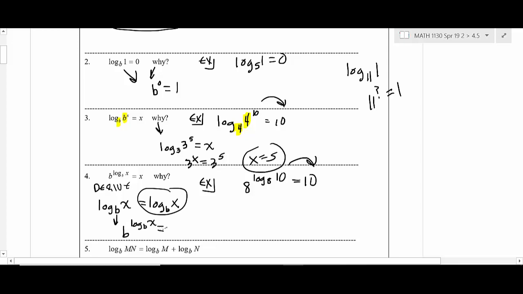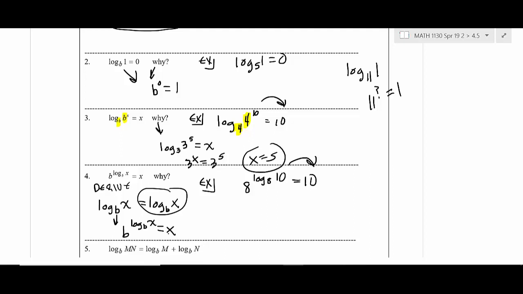And then that's equal to x. Does that make sense? Sometimes students have a hard time seeing that one for some reason. Well, that's where it comes from. It's just the idea that if you have two logs that are exactly equal, you write it in exponential form, and that's where that property pops out.